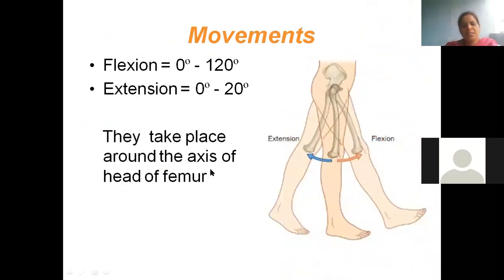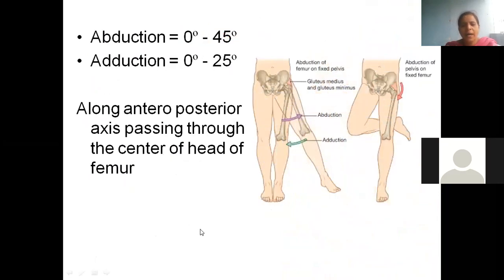Now let us see the various movements we have. Flexion is the movement seen when you step forward, around 120 degrees. Extension is when you take your leg behind, around 20 degrees. It takes place around the axis of the head of the femur. Adduction is when you bring the leg to attention position. Abduction is when you take a stand at ease position, isn't it? So abduction is 0 to 45 degrees and adduction is 0 to 25 degrees.